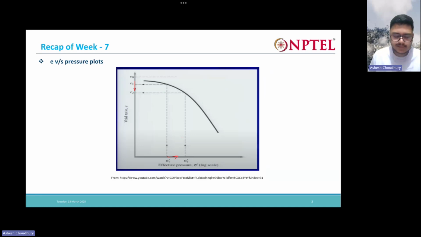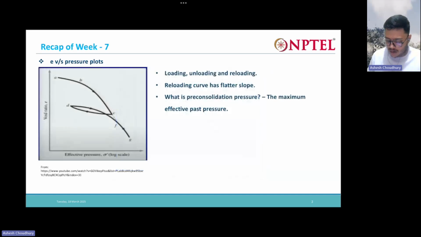Now, if you want to extend this e versus pressure plot, we have the loading part, the unloading part, and the reloading part. All these curves are shown here. The original loading part has a steeper slope, and the reloading part has a flatter slope.